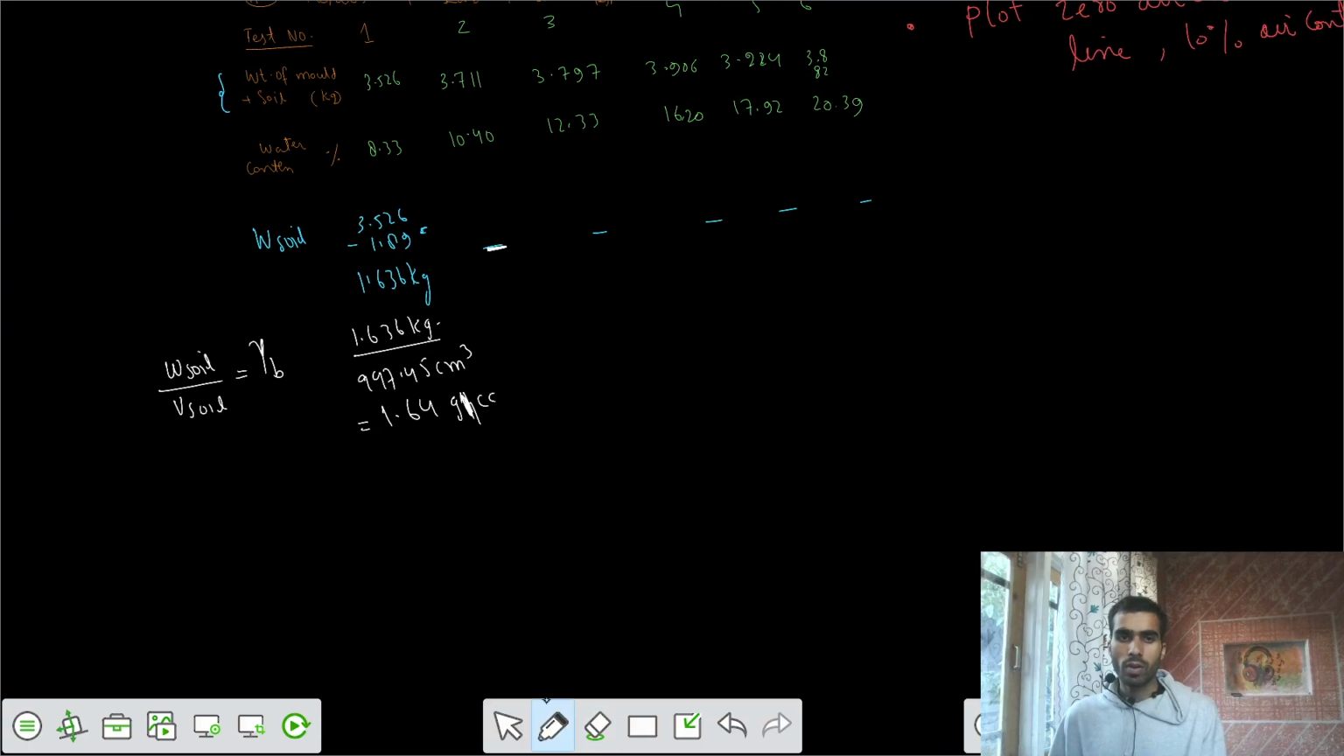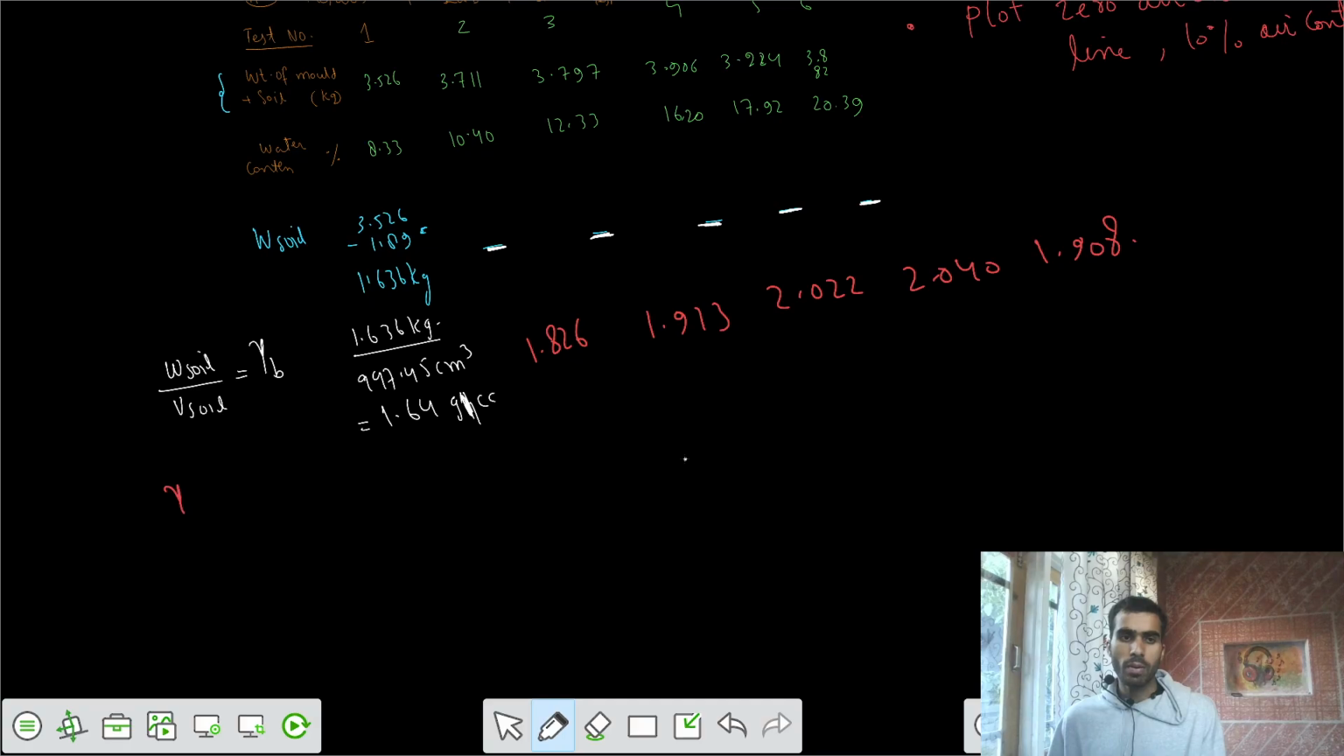Initially we need to calculate the weight here, difference of that total minus weight of mold. After that we can write the same kind of stuff here. So let's say that the final values of gamma bulk are 1.64, 1.826, 1.913, 2.022, 2.040, and 1.908. These are the values we got.